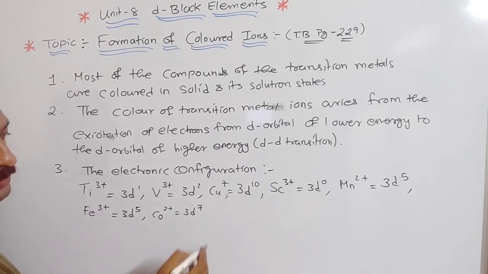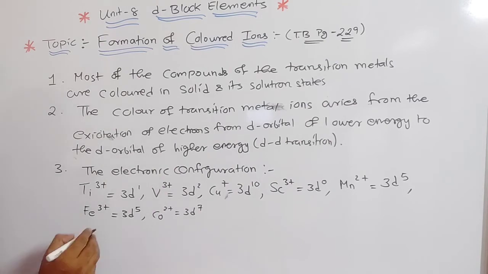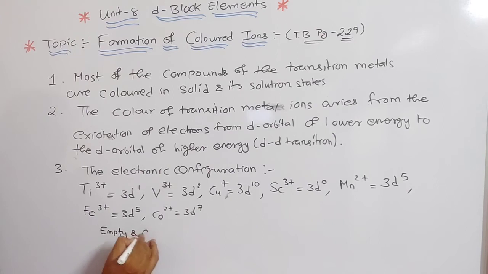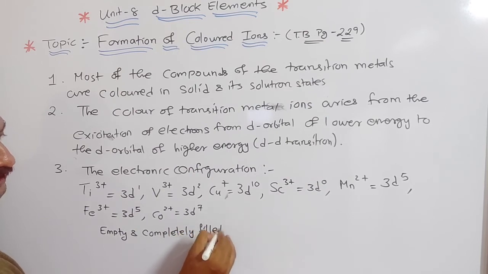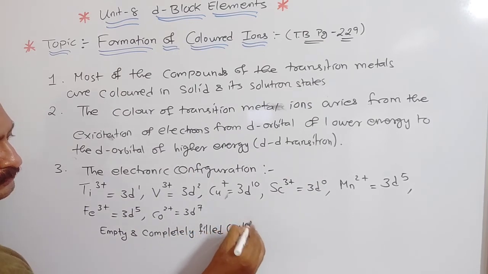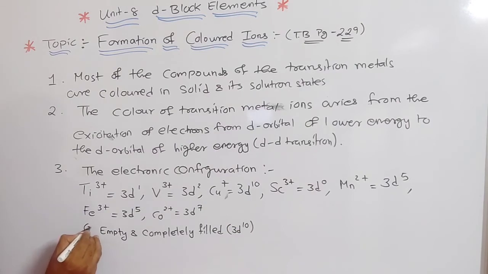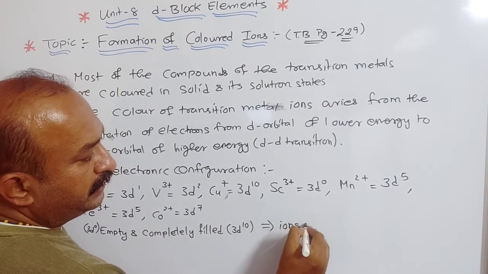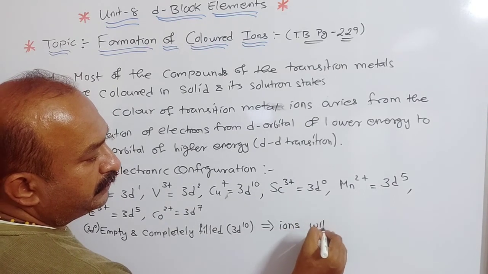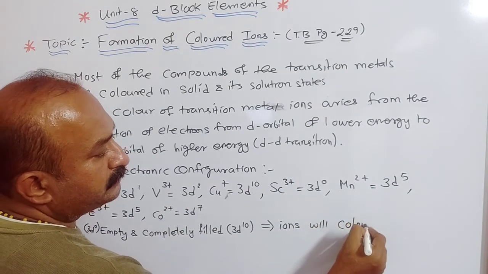So always remember the configuration, that is empty and completely filled. Clear? Completely filled is 3d10. Empty means 3d0. Whichever it is, it is given in your textbook, that the ions will always be colorless.